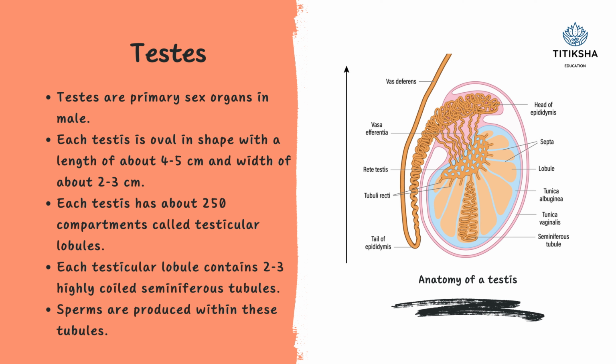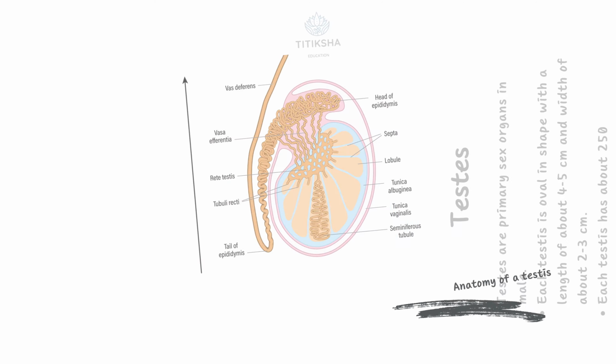Testes. Testes are primary sex organs in male. Each testis is oval in shape with a length of about 4 to 5 centimeters and width of about 2 to 3 centimeters. Each testis has about 250 compartments called testicular lobules. Each testicular lobule contains 2 to 3 highly coiled seminiferous tubules. Sperms are produced within these tubules.